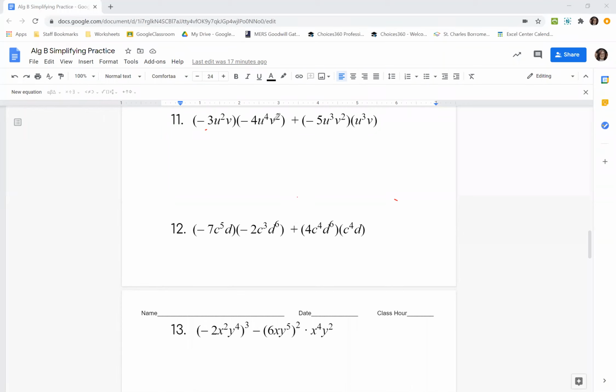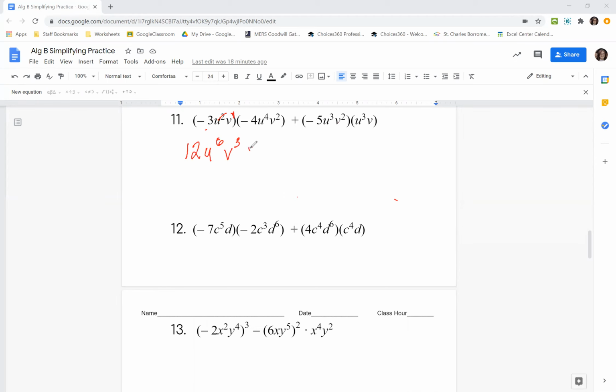So when I multiply these monomials, I need to multiply the coefficients and add the exponents of like bases. So -3 times -4 is a positive 12. U squared times u to the 4th is u to the 6th, right? You add those. V times v squared is v cubed, okay? So remember, if you don't see an exponent, that is like v to the first power.